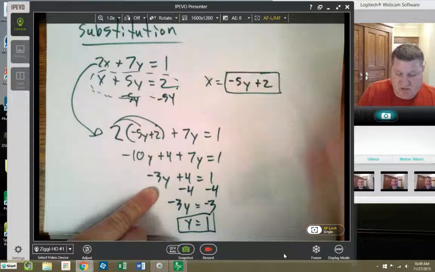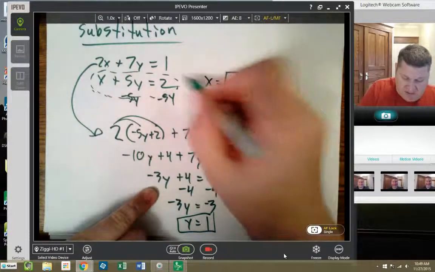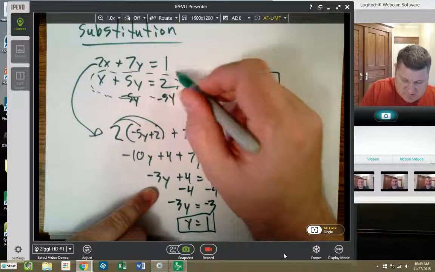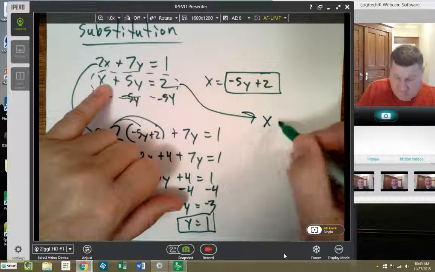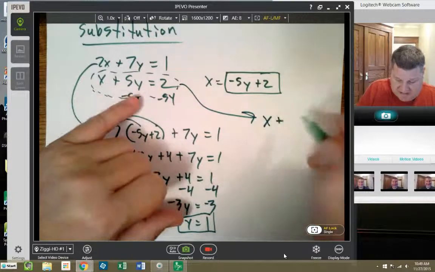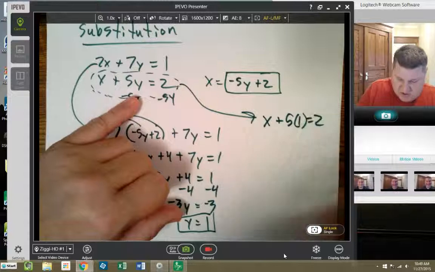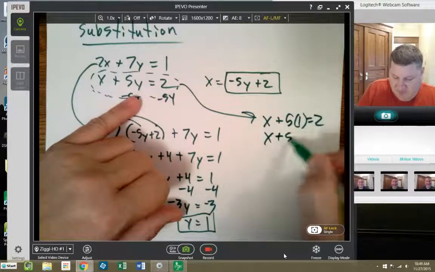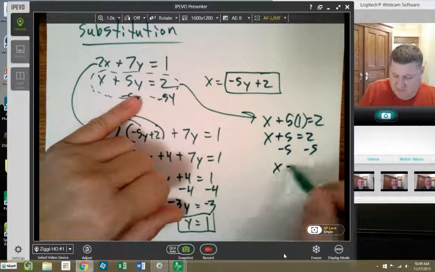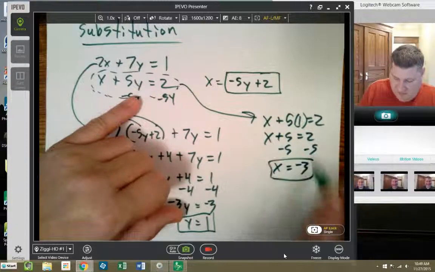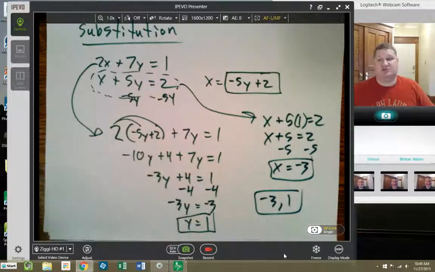One of the original equations? Well, I totally could. In fact, I recommend one of the original equations, doesn't matter which one, because we know that if these are the original, they haven't been changed, there's no mistake in them. So it should work in the original. So x plus 5 equals 2. So all I have to do is subtract 5 from both sides. X equals negative 3. There you go, negative 3 comma 1. And that is your substitution answer.